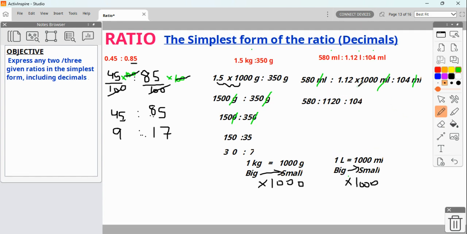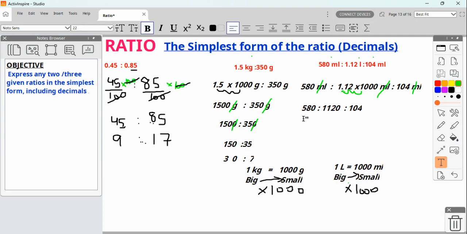How did we get 1120? Because we are multiplying 1.12 by 1000, our decimal point will move 3 places to the right. Move the decimal point one place, second place, and the third place. Two places already have digits 1 and 2, and the third place is empty, so we put a 0 here. Now all three numbers are divisible by 2.